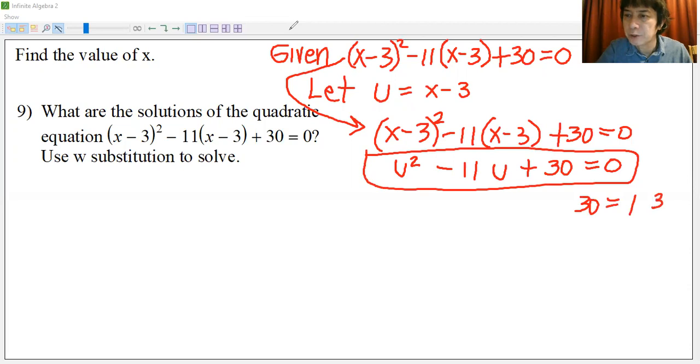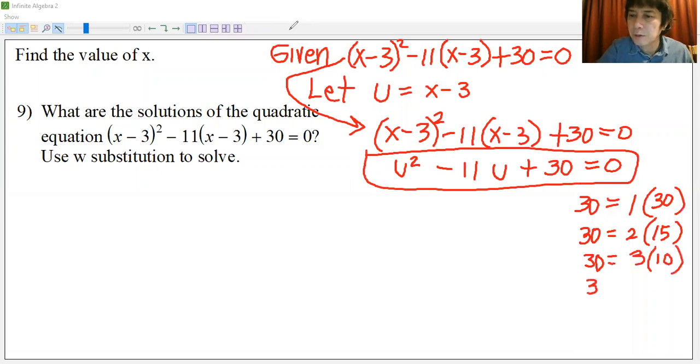30 is 1 times 30. 30 is also 2 times 15. Also 30 is 3 times 10. 30 is equal to, can we use 4? No. So we will jump to 5. And 5 times 6 is also 30. And we already used up all the possible integral factors.